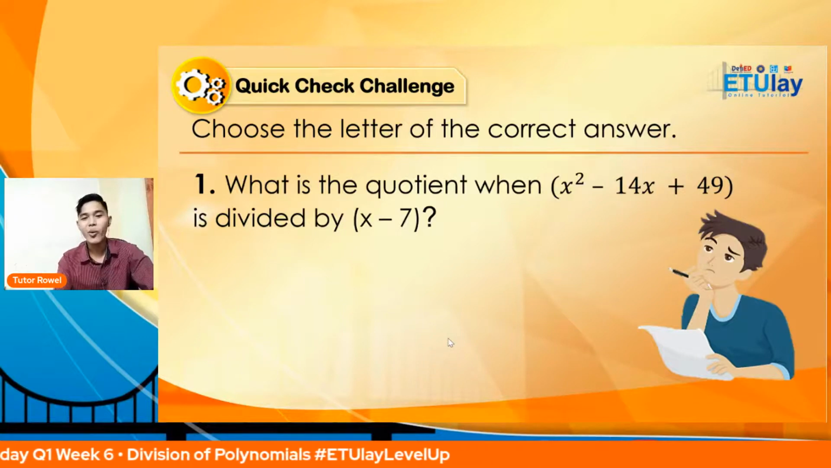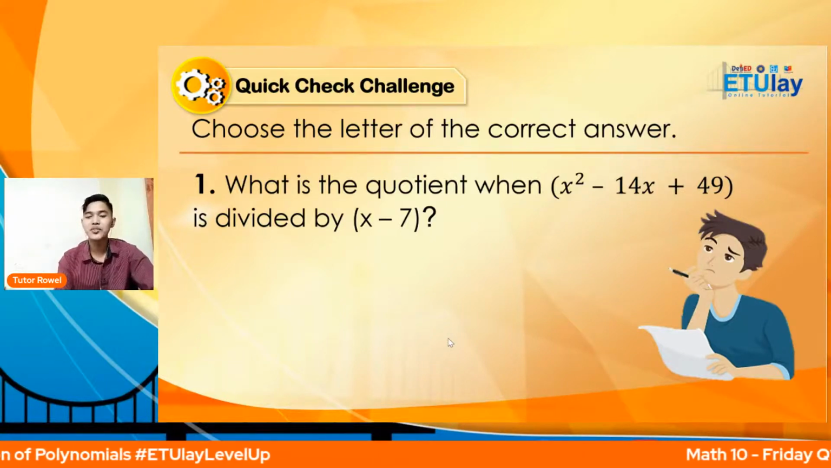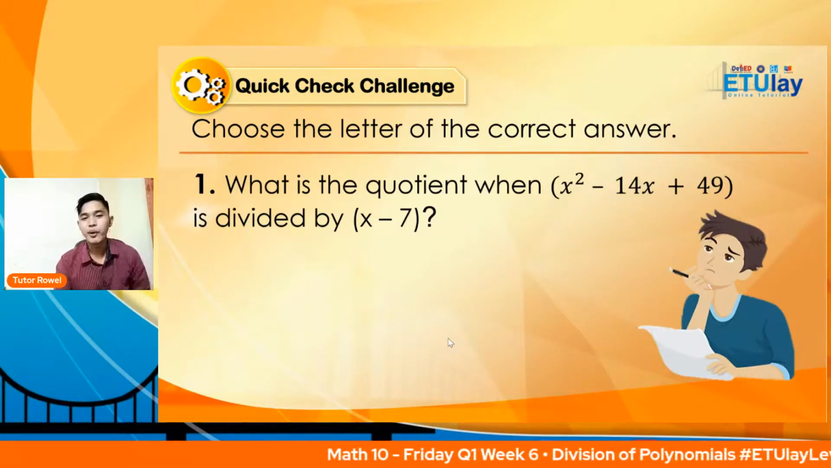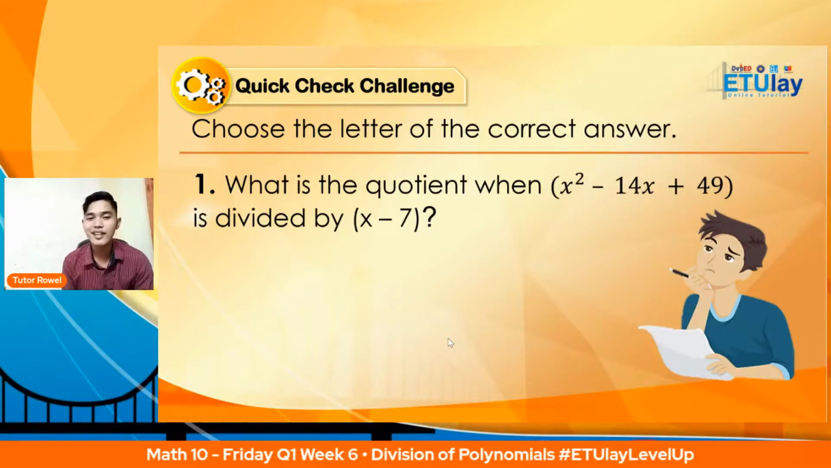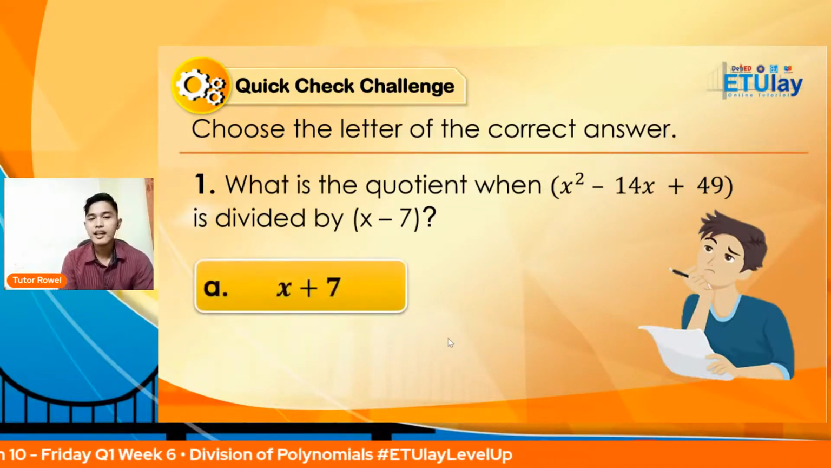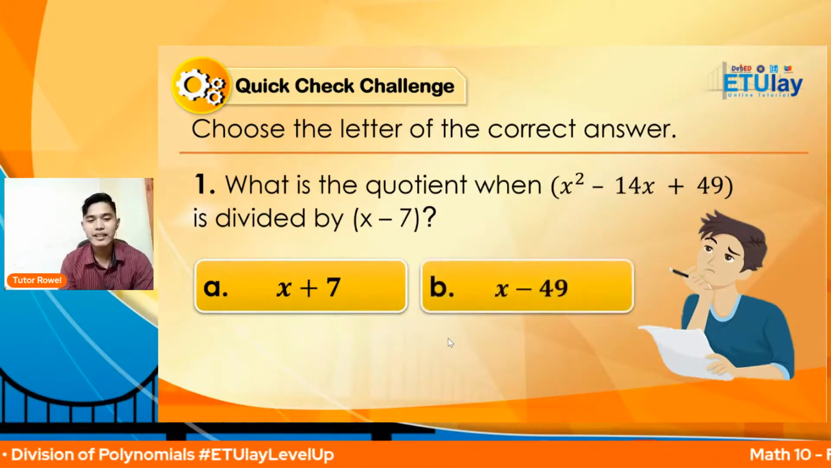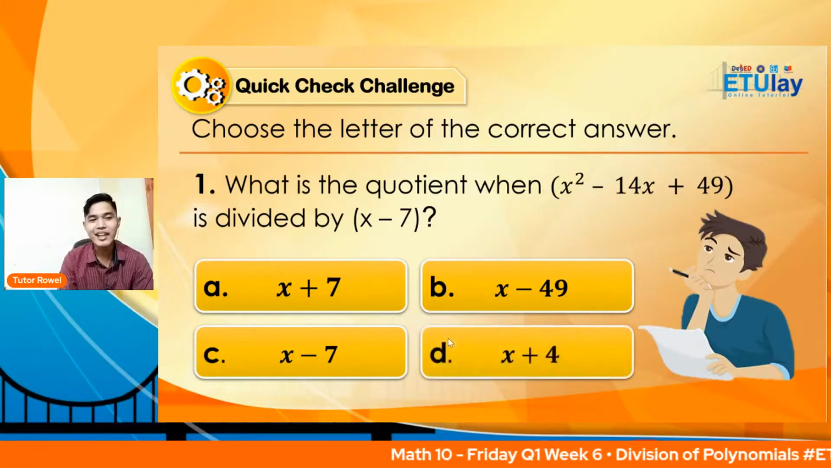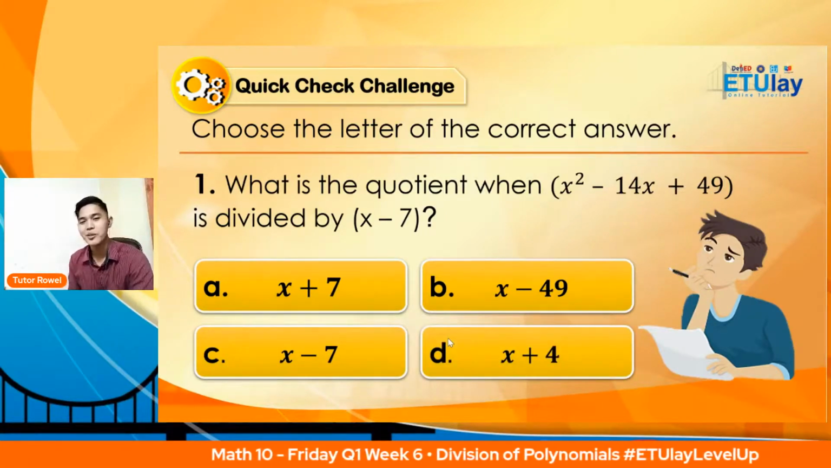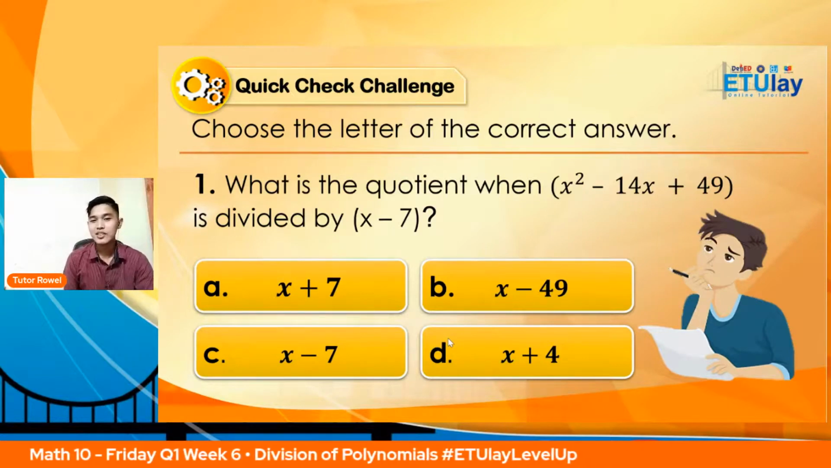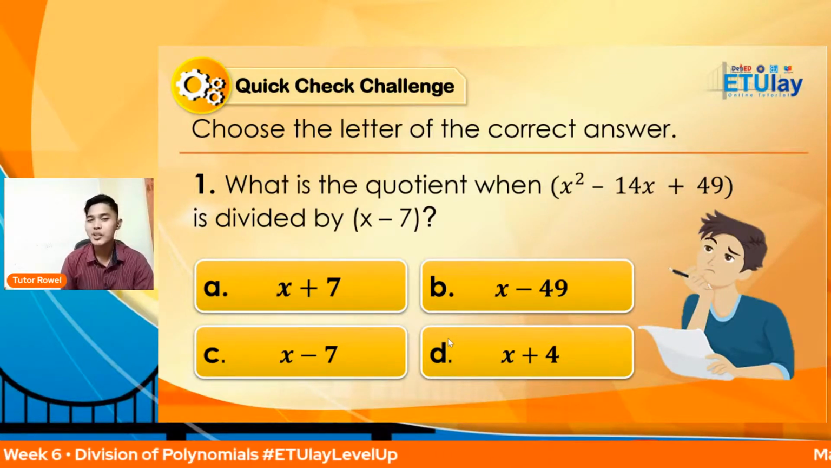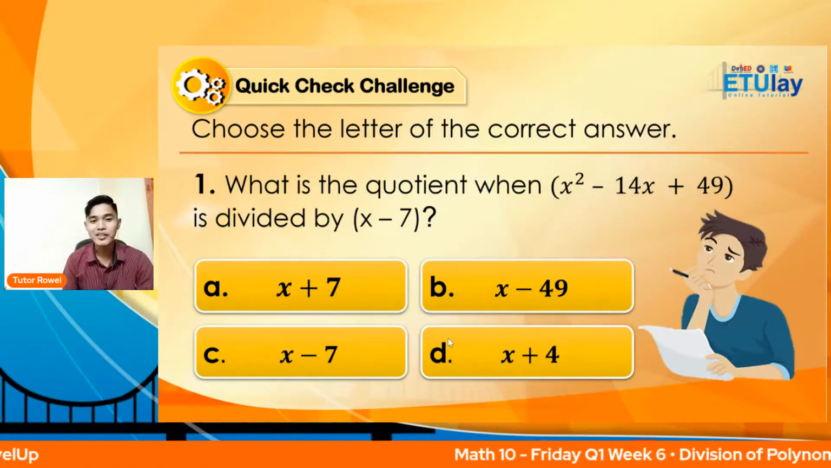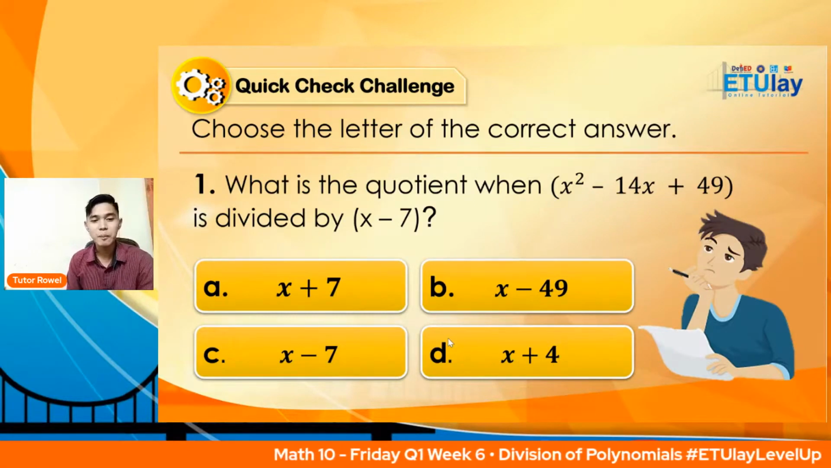What is the quotient when x squared minus 14x plus 49 is divided by x minus 7? So, pwedeng gumamit ng long division or synthetic division. A, x plus 7. B, x minus 49. C, x minus 7. Or D, x plus 4. Again, pwede kayong gumamit ng synthetic division. Sa synthetic, coefficient lang po yung isusulat. Sige nga, maghihintay ako ng sagot. Si Renyo may sagot na C. Si Aljun B.